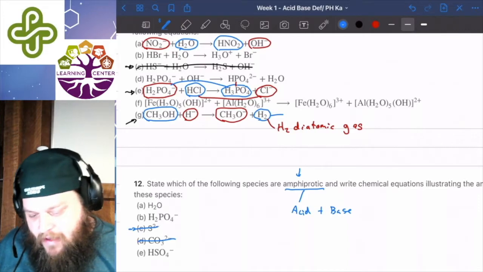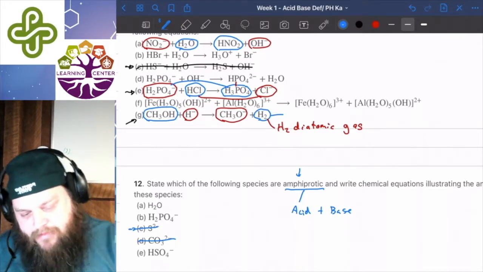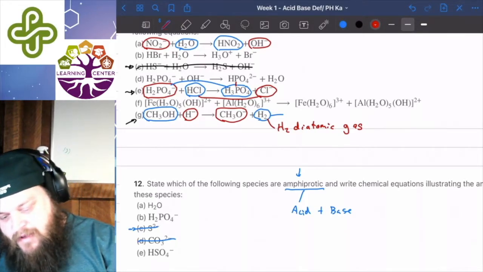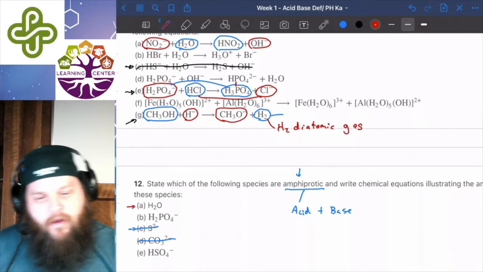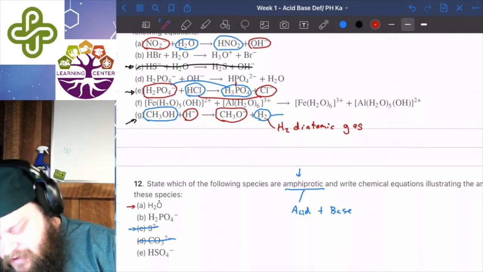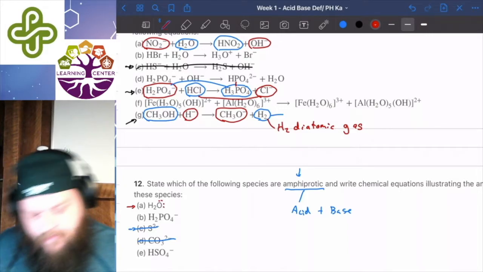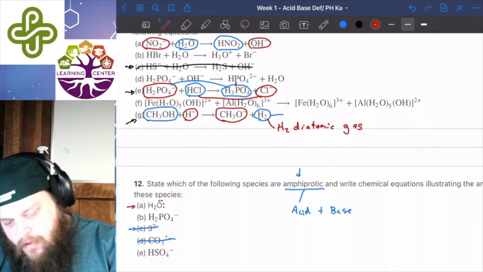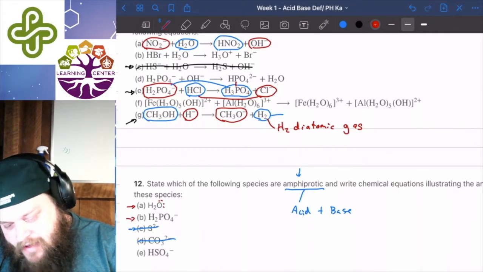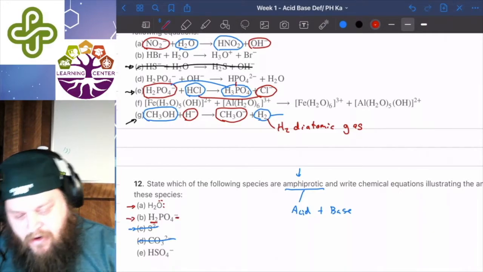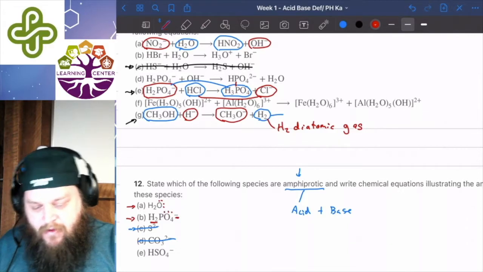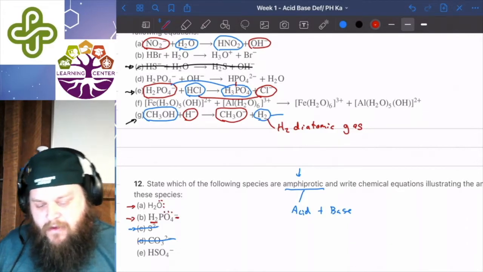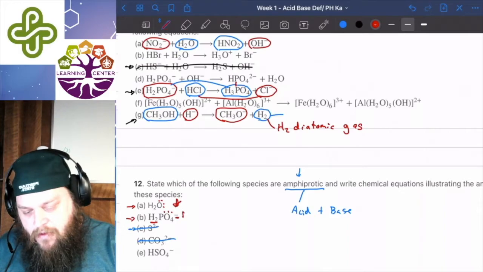A, B, and E. Yeah, A, B, and E are good. Because A is water. We already know it can act as an acid and a base. This oxygen has two sets of lone pairs on it as well. B, it's got hydrogens in there, and it's got a negative charge, plus all of these oxygens are going to have some lone pairs on them, most likely. So this one, both of these are good.